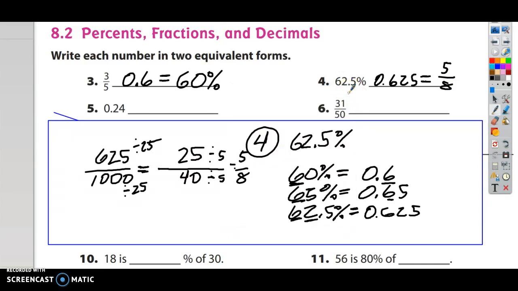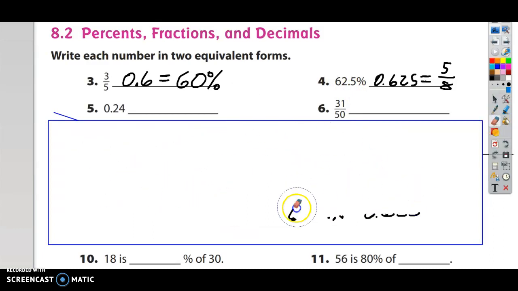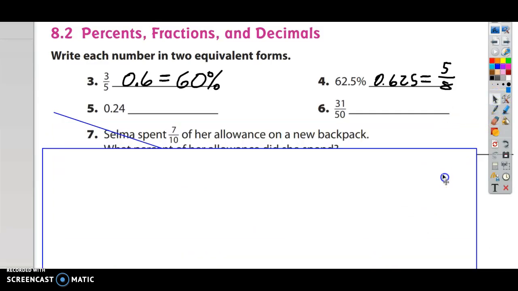This is one we should probably memorize. I've shown you this one actually before. 5/8 is 0 and 625 thousandths. All right, the next couple are actually much easier.